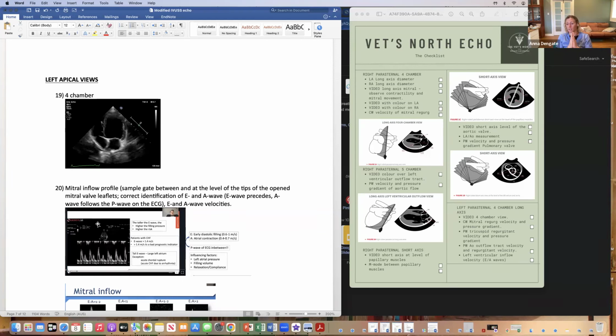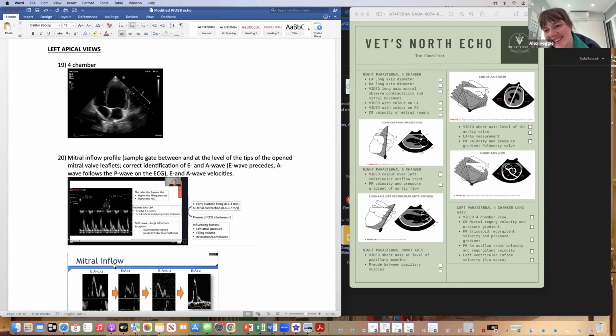So to measure whether they've got relaxation abnormality or diastolic dysfunction. I'm not going to go through that in detail now because it's too complicated and I can't remember it. It's not something that I want you guys to be doing at this point.